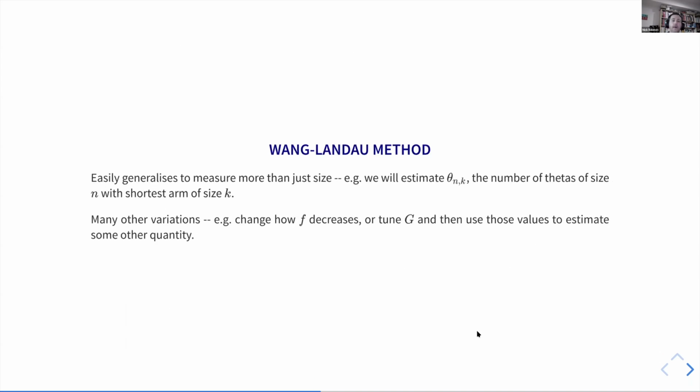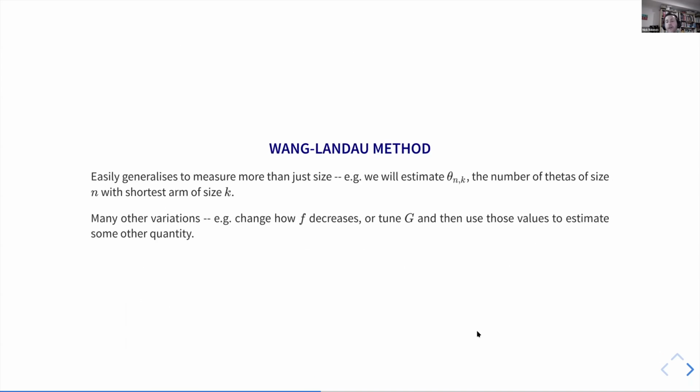Okay. And so you can generalize this where I'm counting, say, thetas by the number of edges and the length of the shortest arm, and so on. You can have a multi-dimensional histogram, and you do the same sort of thing. You can be fancy with how you change f. I won't worry too much about how I'm doing that, but you can be clever about how you're changing f in order to try and minimize errors and so on.